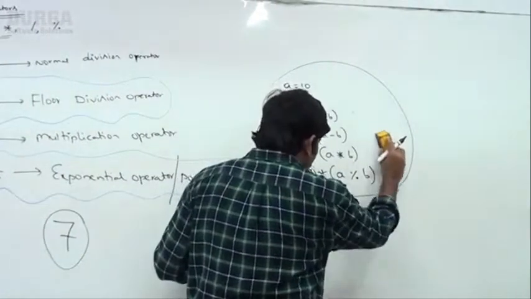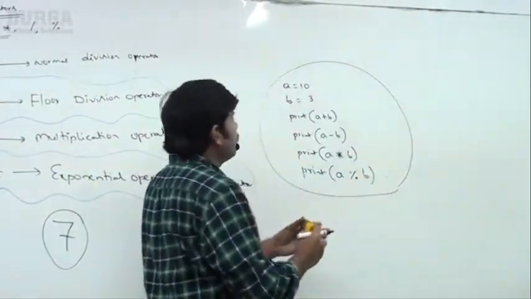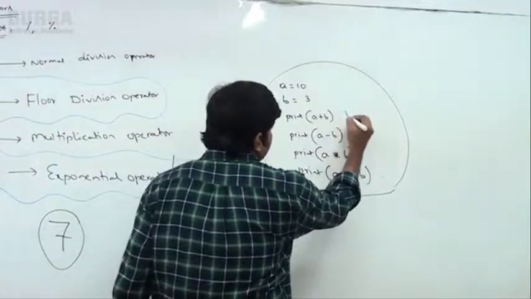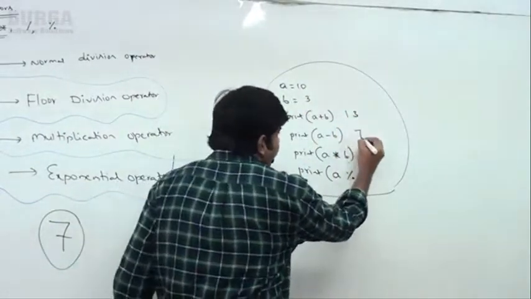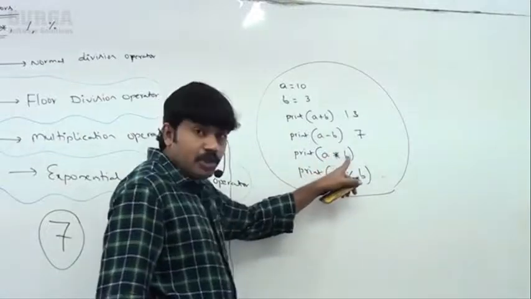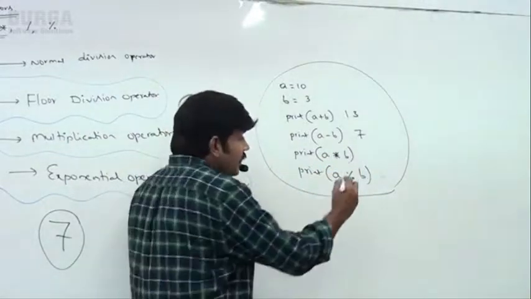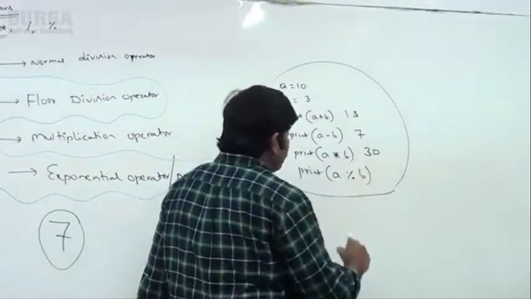Sir, now can you please tell what is the answer we are going to get? 10 plus 3, 13 is the answer. 10 minus 3, okay, 7 is the answer. 10 into 3, 30 is the answer.